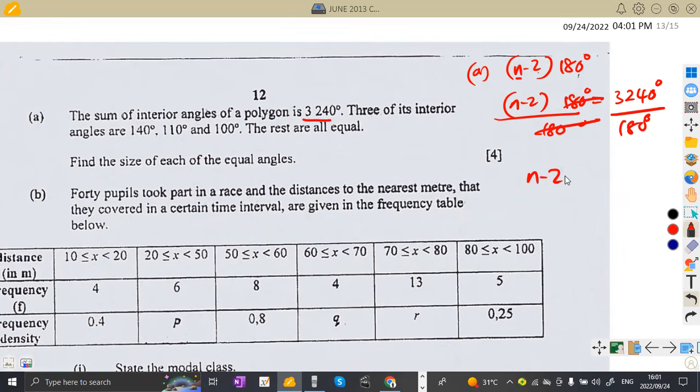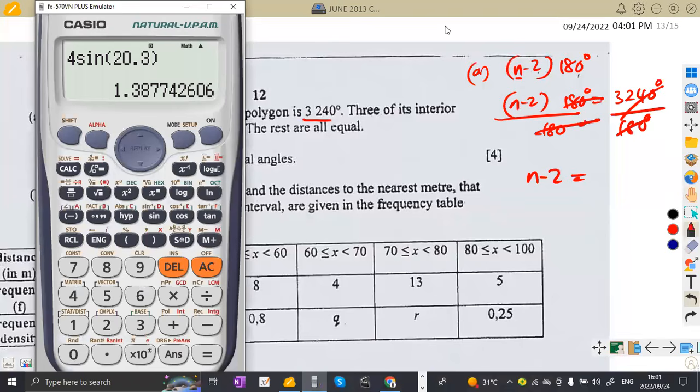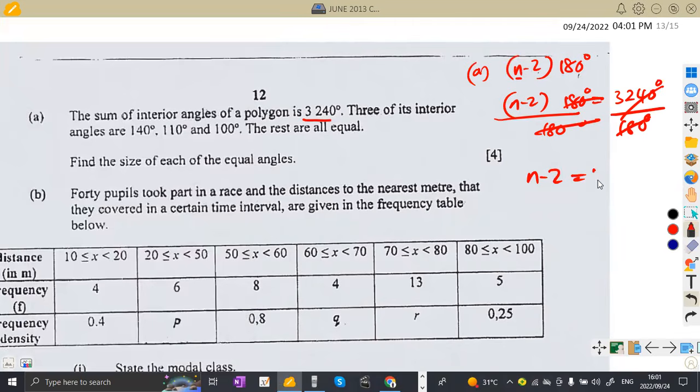So n minus 2 is equal to, if we divide this, what are you going to have? Let us put this aside here. So we've got 3,240 divided by 180, which is going to give us something like 18. So which means n is equal to 18 plus 2, which is 20. So this polygon has got 20 sides. But that is not the concept.